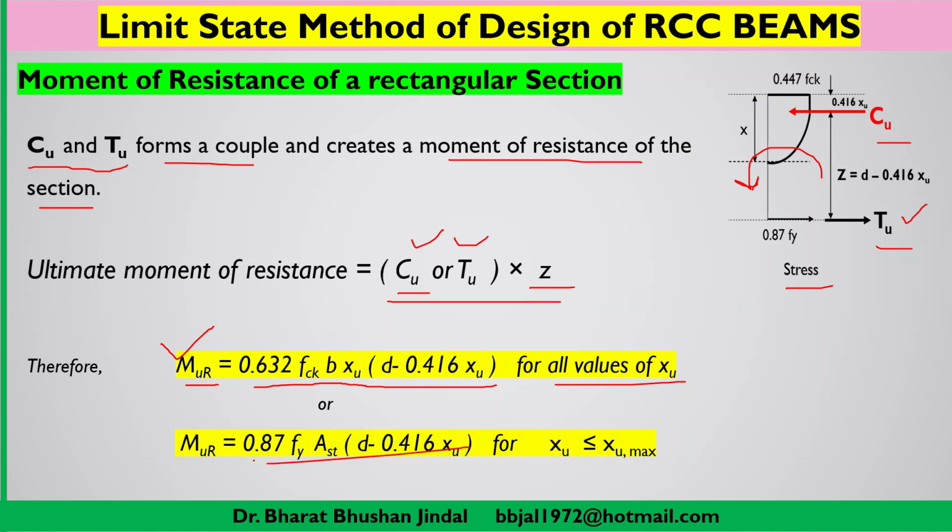In steel, this is the formula for calculating the ultimate moment of resistance, where fy, you know, is the yield strength of the steel, Ast is the area of steel, and Xu is the depth of the neutral axis. But you have to make sure that this formula is applicable only when the section is either a balanced section or an under-reinforced section, because we are well aware now that the code never recommends an over-reinforced section.